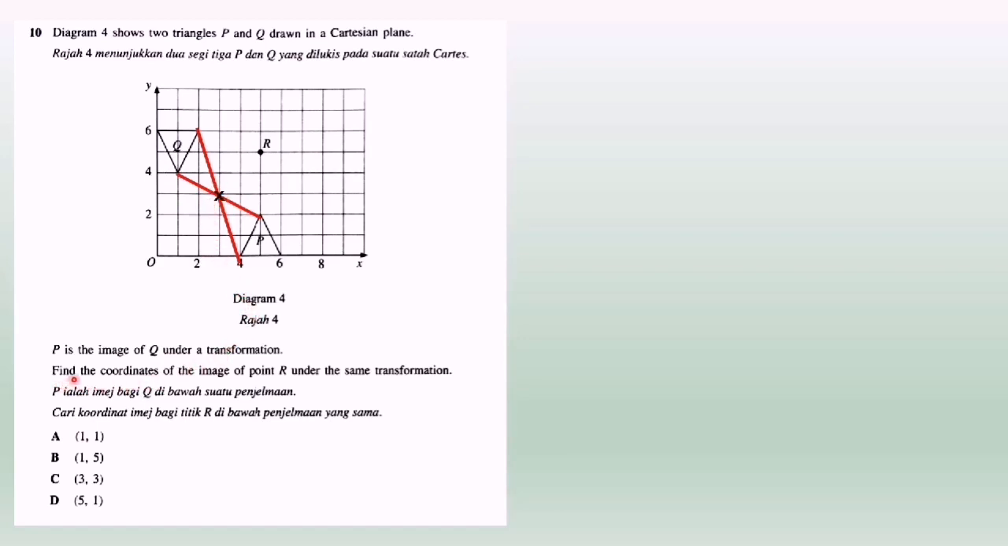So now we want to find the coordinates of the image of point R under the same transformation. So you just draw a line passing through the center of rotation, and the length of the line from the center to R is the same as the length from the center to the image of R. So the coordinates of the image of point R are 1, 1. So the answer is A.